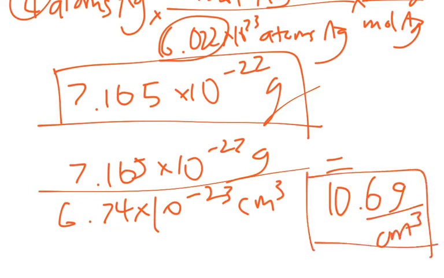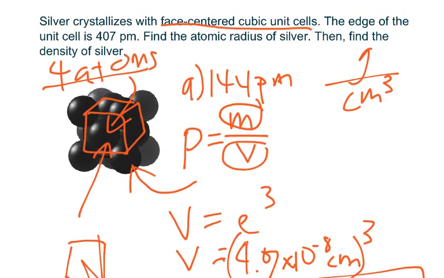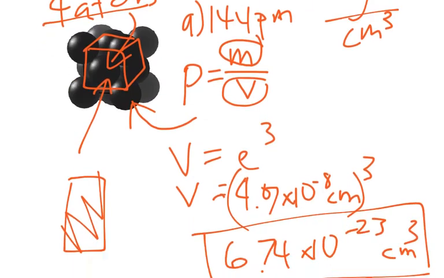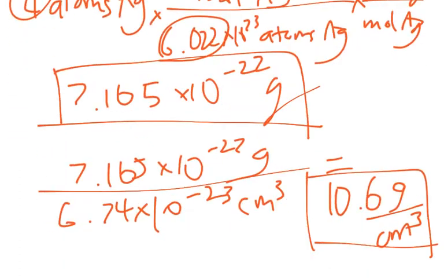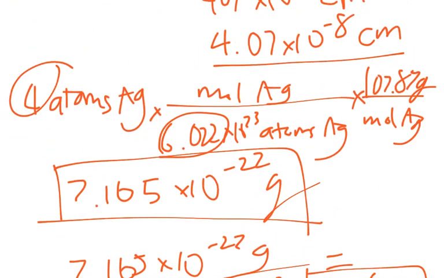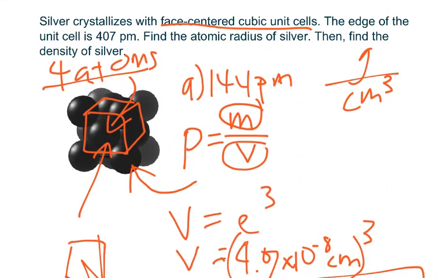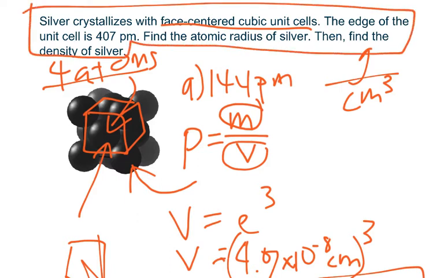So that's the answer for that question. And if you look it up, the density of silver is 10.49 grams per cubic centimeter. So I'd say that this answer is pretty accurate. And this problem just goes to show how something like the edge of a unit cell can give us the density of silver. So my point is that there are many different ways to find density, and looking at a unit cell is one of those ways.